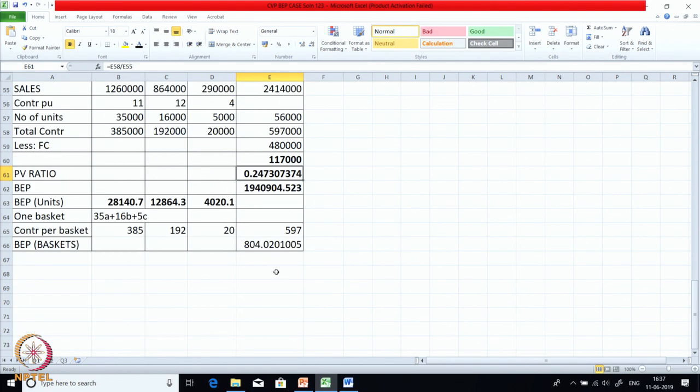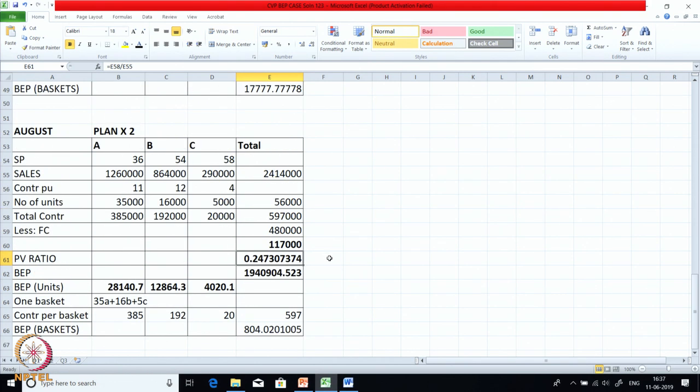You would prefer X2 because of two reasons. It has lower BEP and it has more PV ratio. Getting it? Okay. Now let us go to the next one.